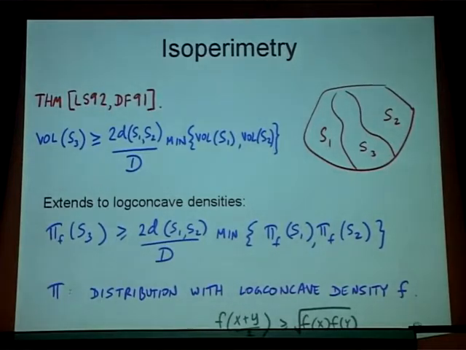Now this, I stated for volume, this also applies to any log-concave density. So I put down a log-concave density in space, I partition it, these parts are at some distance. What's the minimum measure of what's in between? Well, it's exactly the same lower bound for any log-concave function.